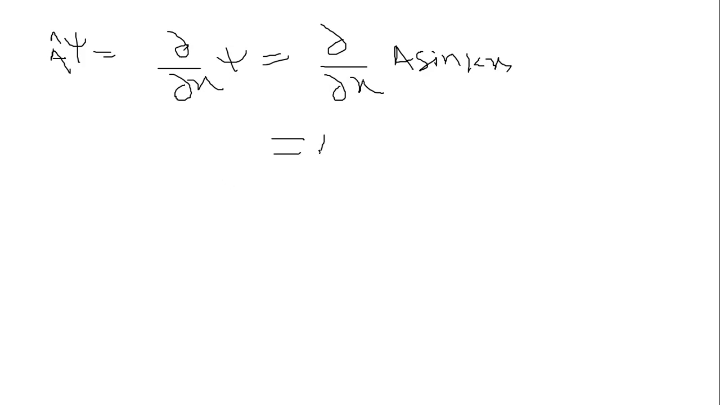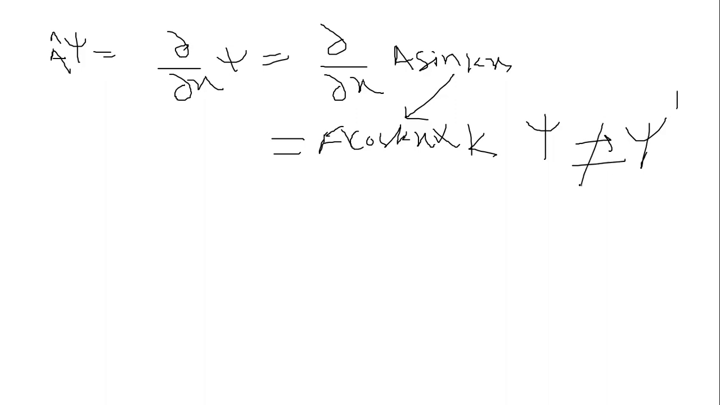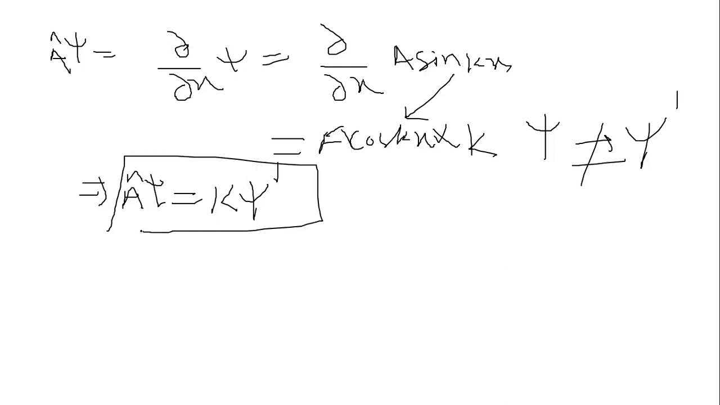It will be how much? A cos kx into k, is it not? So here you can see the sin kx is changed to cos kx. So the wave function psi gets modified to another wave function psi prime, where psi and psi prime are not equal. So we can write A cap psi equals k psi prime. This is an equation, but this is not an eigen equation because psi and psi prime are not equal.